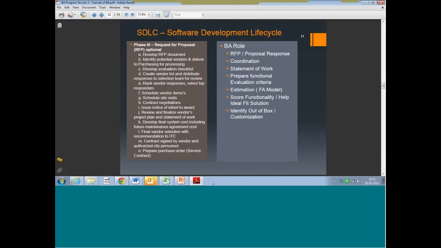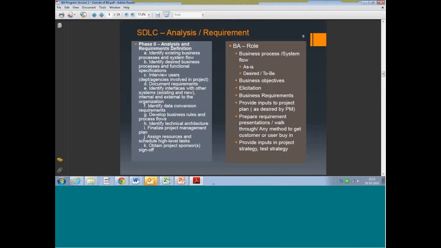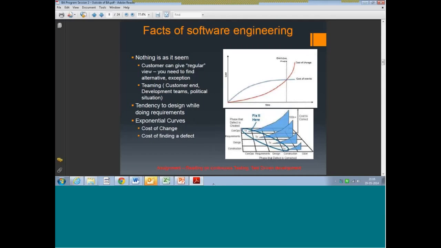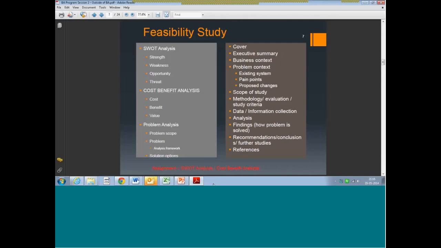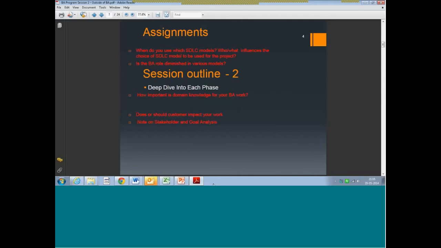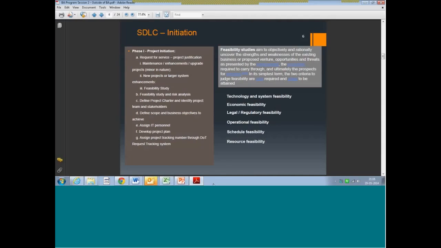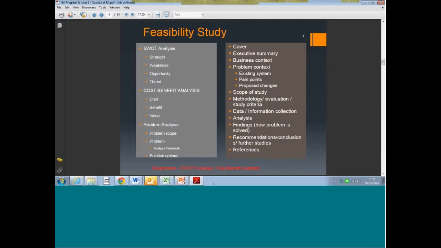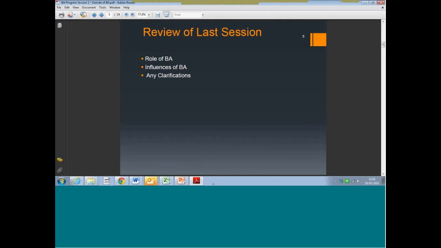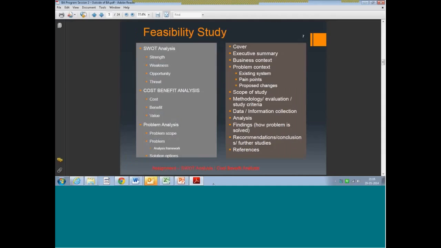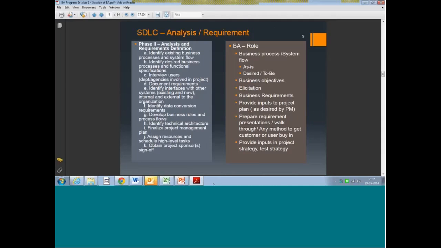In phase 3, they say request for proposal. I didn't really get a clear idea of what a BA role is. It says coordination, statement of work, estimation, but I didn't really get an idea. Could you just give a highlight on what that role is, the BA role in the request for proposal, page 11?